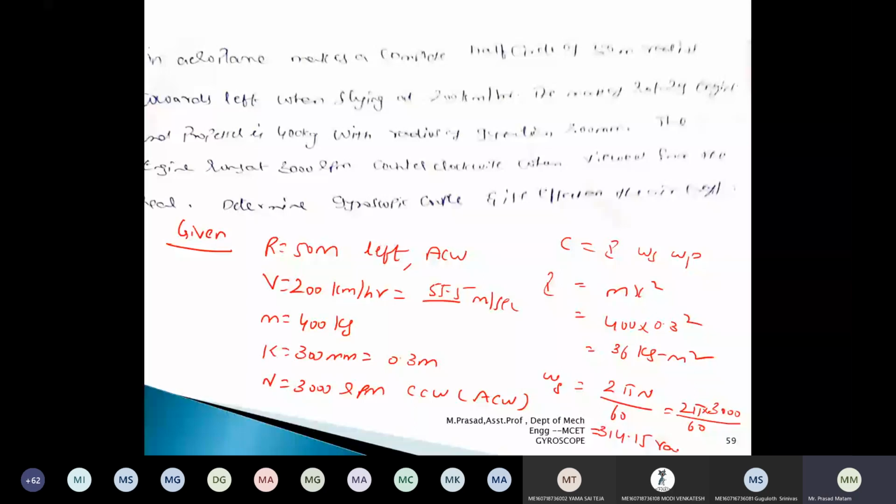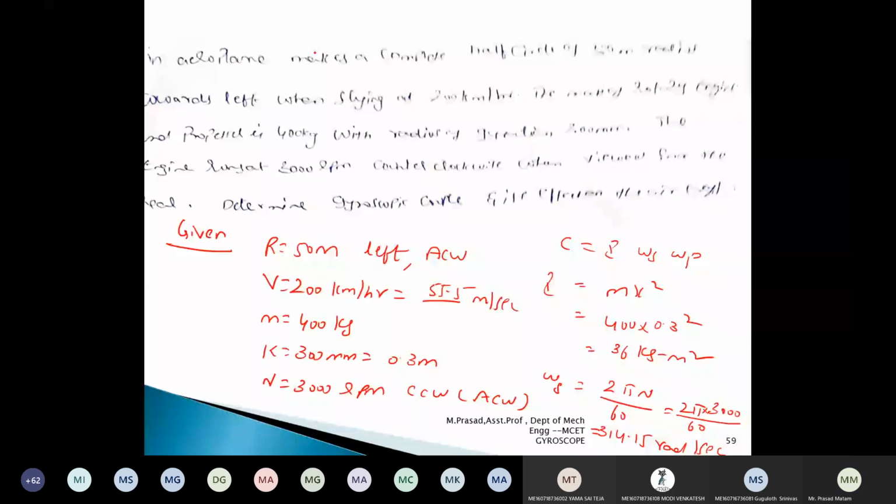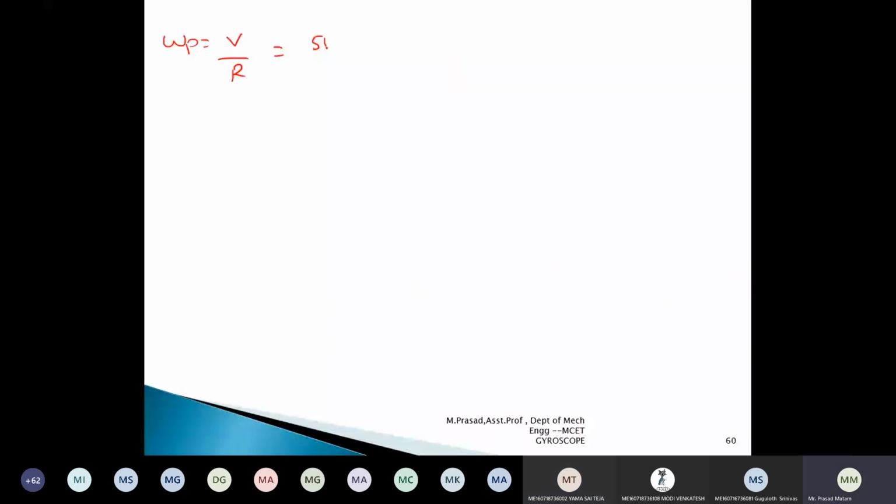So I'm using the next slide. Now let us try to find out omega p. Omega p is equals to v by r. What is the v we got? Velocity 200 km per hour, that is 55.5. What is the radius? 50. What is the answer we are getting here? 55.5 by 50 is 1.11 radians per second.